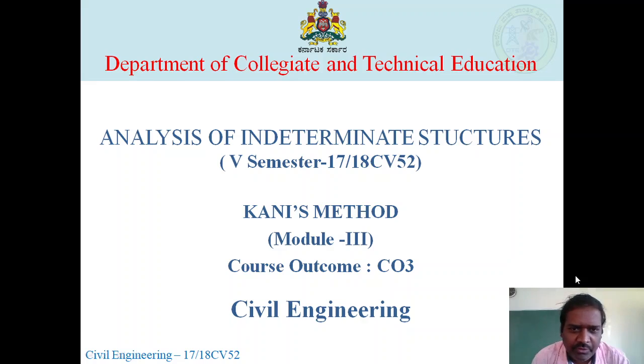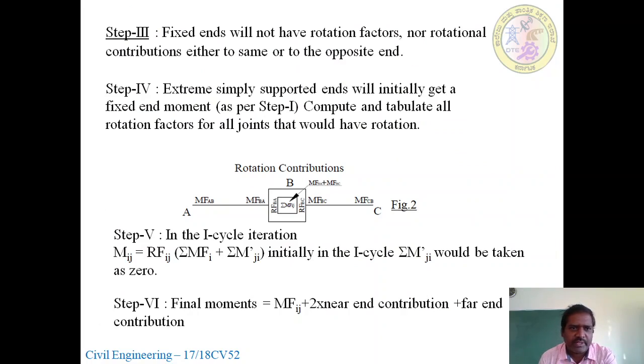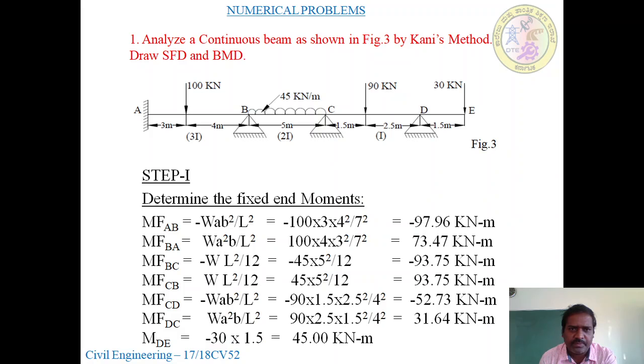So today we will go for a third session on the moment distribution method. As usual, in session 1 and session 2, the steps are the same. Step 1, determine the fixed end moments and compute the rotational factors. This figure 1 indicates how to calculate the stiffness based on the support conditions. We have already studied this in the first and second sessions. Then step 3, step 4, step 5 and step 6. Determine the final moments in the last step.